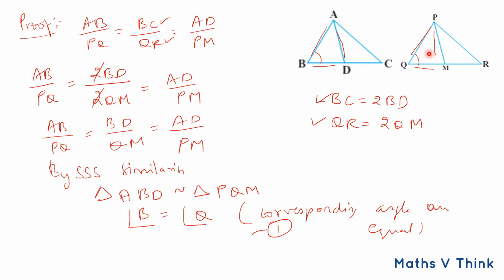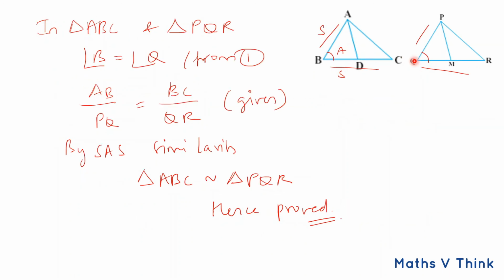So can I tell these two triangles will be similar? If these two are similar by SSS theorem, then I can tell their corresponding angles will be equal. So now we got angle B is equal to angle Q. So now in triangle ABC and triangle PQR, we know that angle B is equal to angle Q. Same way, corresponding sides are proportional, that is AB by PQ is equal to BC by QR, that is the given part. So by SAS I can tell triangle ABC is similar to triangle PQR, hence proved.